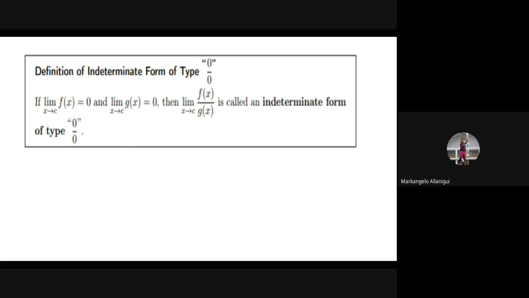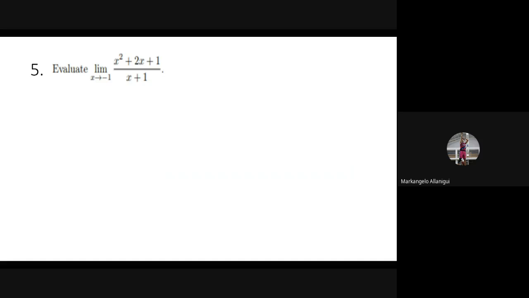Let's take a look at example number 5. The limit of x squared plus 2x plus 1 all over x plus 1 as x approaches negative 1. The limit of both the numerator and the denominator as x approaches negative 1 is 0. If you substitute negative 1 for x in the numerator and in the denominator, that's 0. Thus, this limit is currently written in an indeterminate form of 0 over 0. As mentioned, we have to find an expression equivalent to x squared plus 2x plus 1 all over x plus 1.